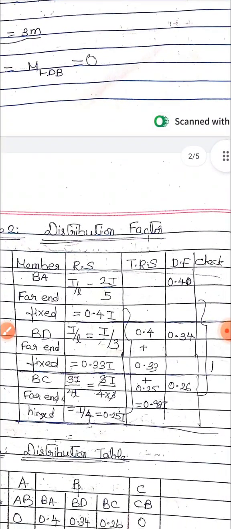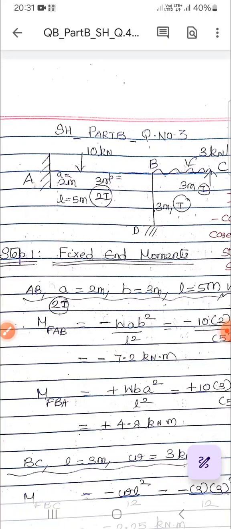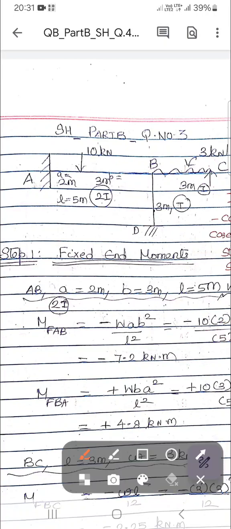Now step number 2, distribution factor. So again we know end support A, distribution factor equal to 0. So for AB, distribution factor equal to 0. End support D, so DB, distribution factor equal to 0. And CB also, distribution factor equal to 0. So only one intermediate joint B, but B has 3 members: BA, BC and BD.